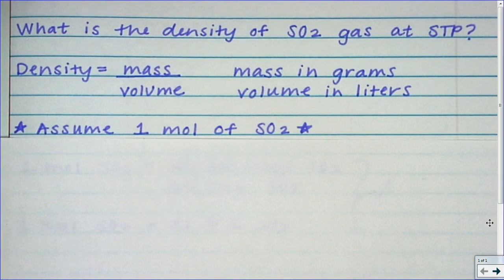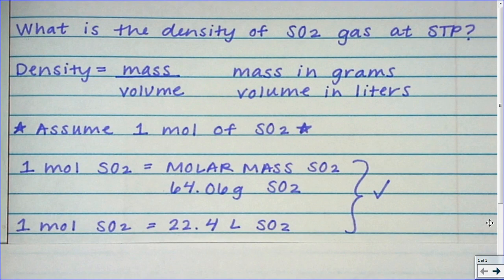We need to also assume we have 1 mole of SO2. In the problem itself, it doesn't give you any quantity of how much SO2 you have. So assuming that we have 1 mole will make this problem quite straightforward. So the next 2 things that you need to think about, since we now established we need to assume 1 mole of SO2, is that 1 mole of SO2 is the same thing as having the molar mass of SO2. And so 1 mole of SO2 would then therefore mean that we have 64.06 grams of SO2.